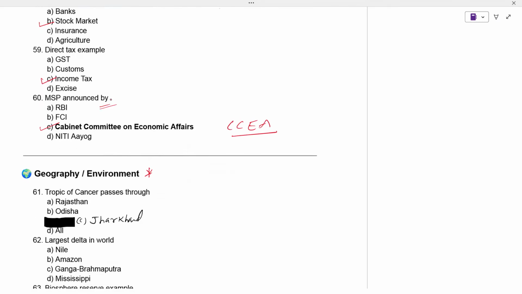For example, in the point of agriculture, the paddy, this is a minimum price of purchasing from the farmer. This type of things are there, and you will just go through that one. You can get clarity on this.